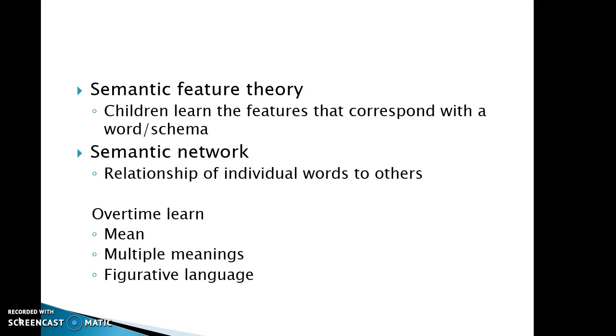There are some theories about how kids learn words. And the semantic feature theory, which your notes talk quite a bit about, is that basically children learn features that correspond with a word or a schema. We'll talk about schema a little bit more in our next lecture. But if you think about what would be the semantic features associated with the concept of dog, they would include things like bark, fur, tail, friendly, possibly, and children will learn these features of a word and relate those features to any word that is similar.